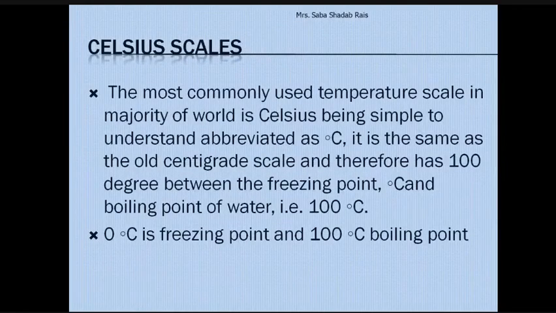This is one of the most common scales, the most commonly used scale in the majority of the world. Why is it used? Because it is very simple to understand. And Celsius scale is abbreviated as degree Celsius. It is the same as the old centigrade scale, and therefore has 100 between the freezing point and boiling point of water, means it is 0 to 100. 0 degree Celsius is the freezing point, and 100 degrees Celsius is the boiling point.